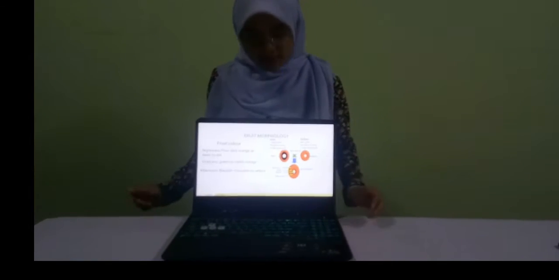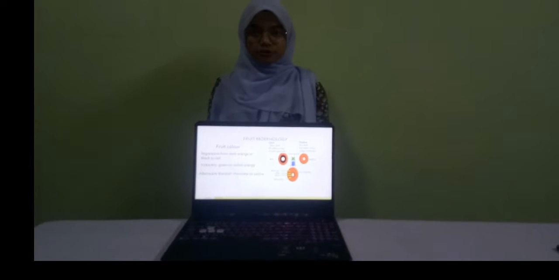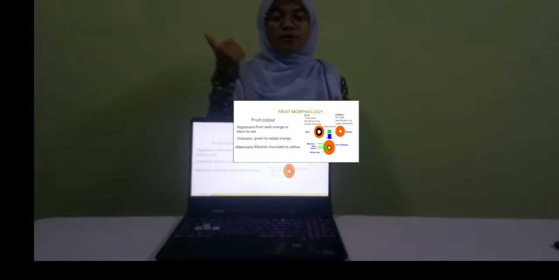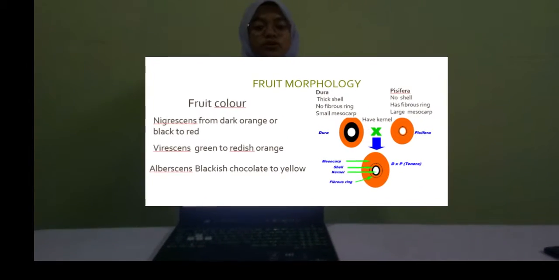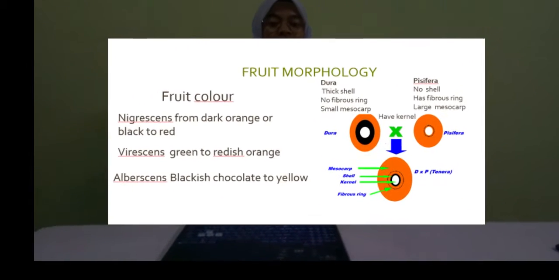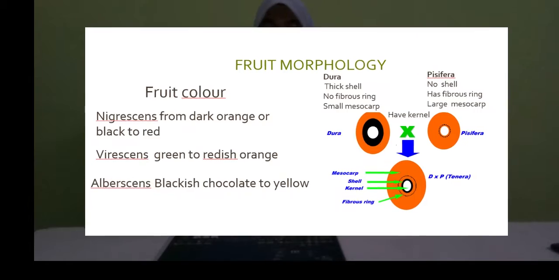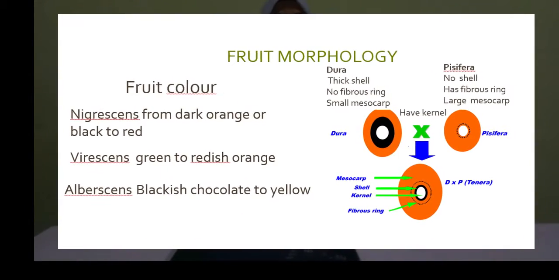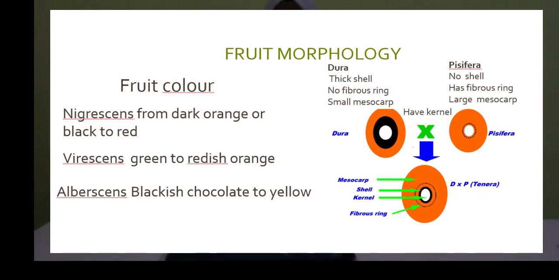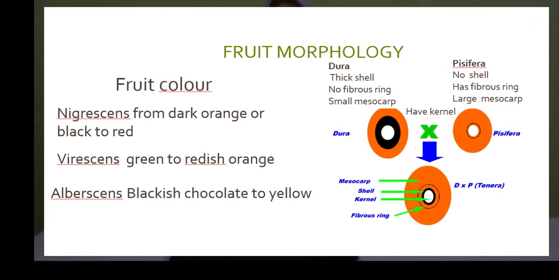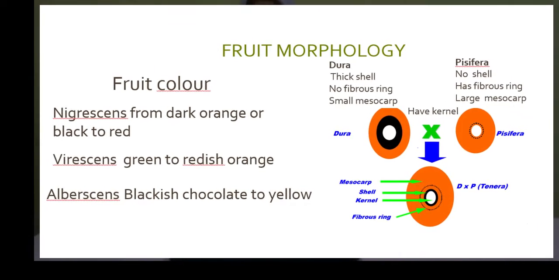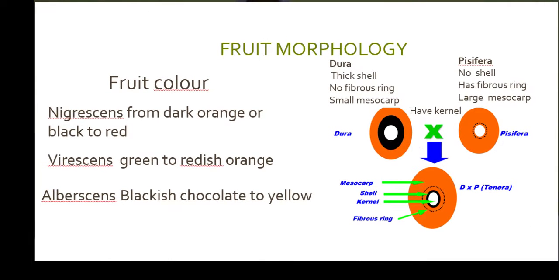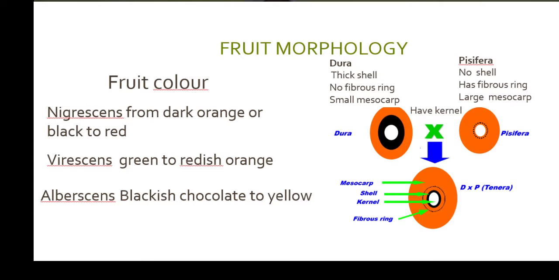Next, I would like to tell you about the fruit morphology. For fruit color, we have three types: nigrescens, virescens and albescens. Nigrescens, when young, is dark purplish and turns from black to red, while virescens is a green young fruit, then once matured, it will turn reddish orange. Albescens is a blackish chocolate and turns yellow when it's ripe.